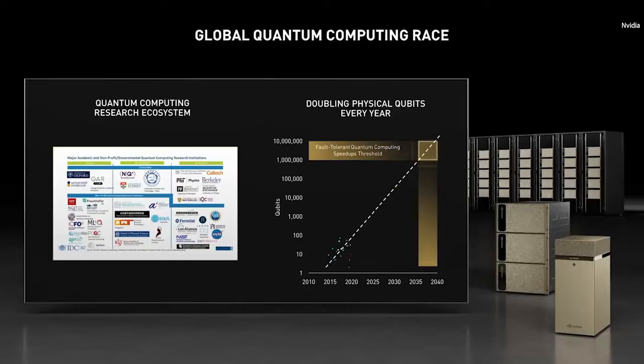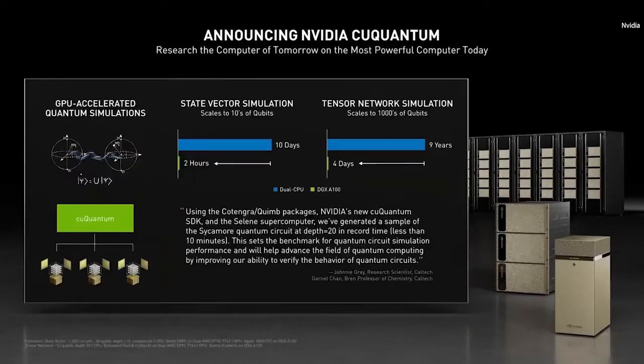It is estimated that to solve meaningful problems, several million physical qubits will be required to sufficiently error correct. The research community is making fast progress, doubling physical qubits each year, so likely achieving the milestone by 2035 to 2040. Today, we're announcing cuQuantum, an acceleration library designed for simulating quantum circuits, for both tensor network solvers and state vector solvers.